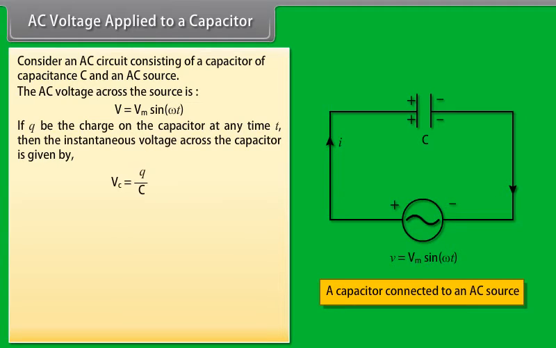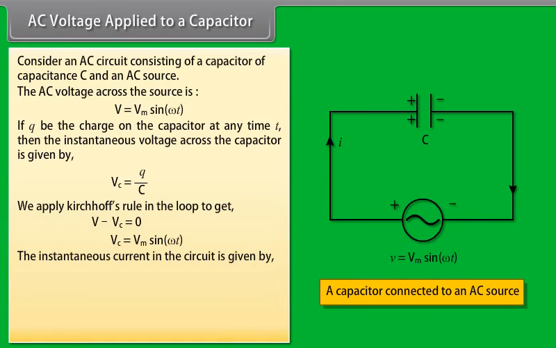The instantaneous power supplied to the inductor is given by negative Vm Im by 2 multiplied by sin 2 omega t. Since the time average of sin 2 omega t over a complete cycle is 0, therefore, inductor power is equal to 0.